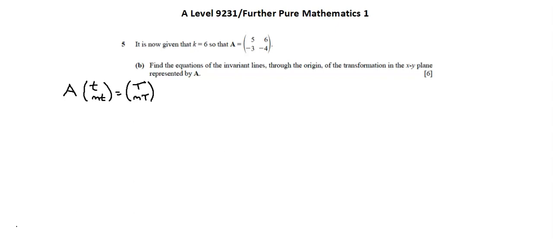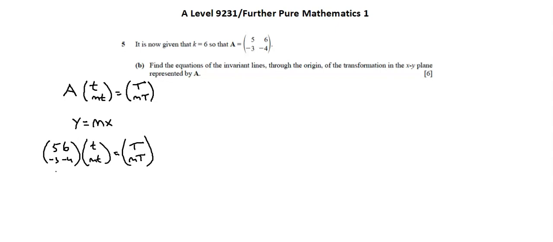As we're looking for lines through the origin, the format of the line equation or equations that we arrive at will be y equals mx. There's no plus c because the y-intercept is 0. For our matrix 5, 6, -3, -4, multiplying by t, mt, producing big T, m, big T, I'll work through the matrix multiplication.